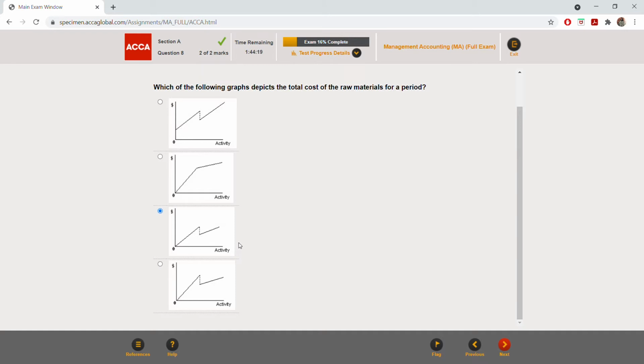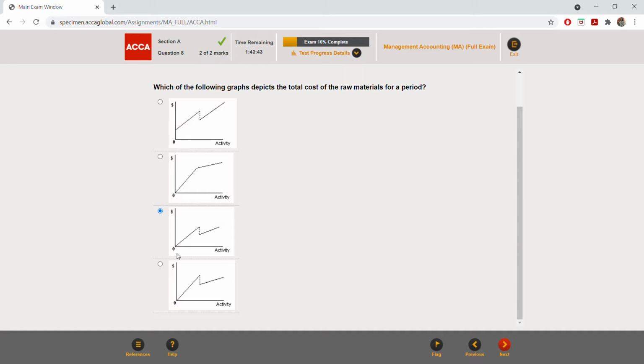Okay, the raw material costs are costs which change with the activity. So the line has to start at the origin. Definitely it's not the first one. So it's either this, this, or this, because raw material cost cannot change when there's no cost. Definitely there has to be cost. It changes with the activity. So if activity is zero, raw material cost will be zero. That's why it has to start at the origin, at zero.